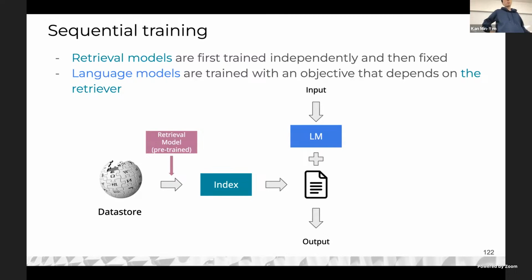But actually this is in more detail. We have a retrieval model which is first pre-trained, and then we have a language model, which will do the back propagation. For the retrieval model, we are going to use the stop gradient operation to basically not update it during the training.